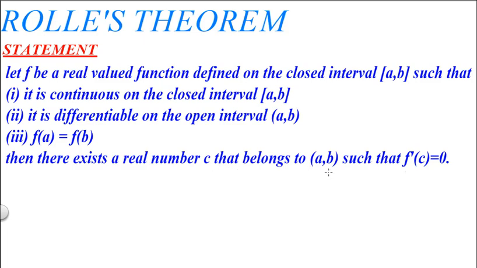that belongs to the interval (a, b), such that f dash c, that means we have to find f dash x, the first order derivative of the function, and in that, instead of x we have to place c, it should be equal to 0. This is the application of Rolle's theorem. Now I have explained it just algebraically. We'll go with the geometrical interpretation to have a clearer idea what the statement means.